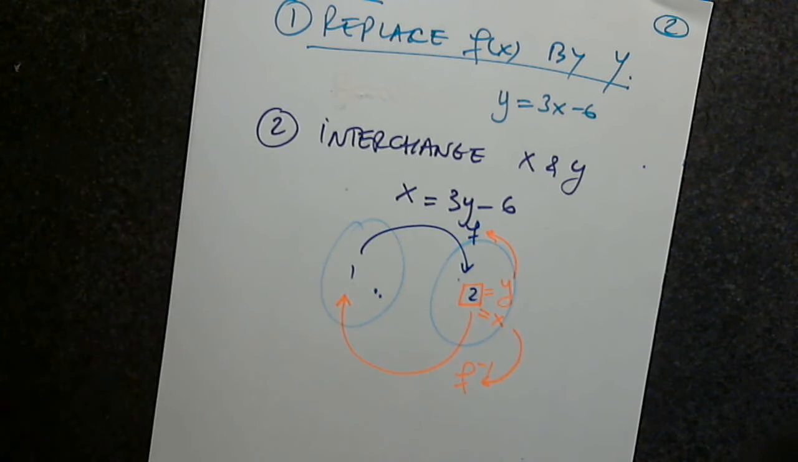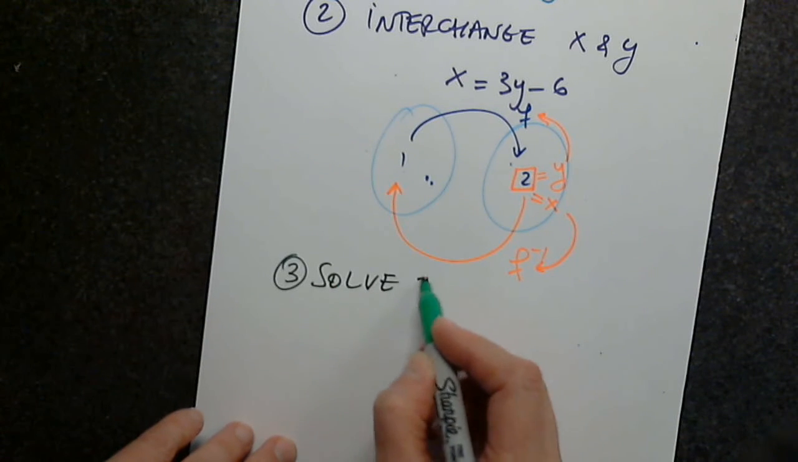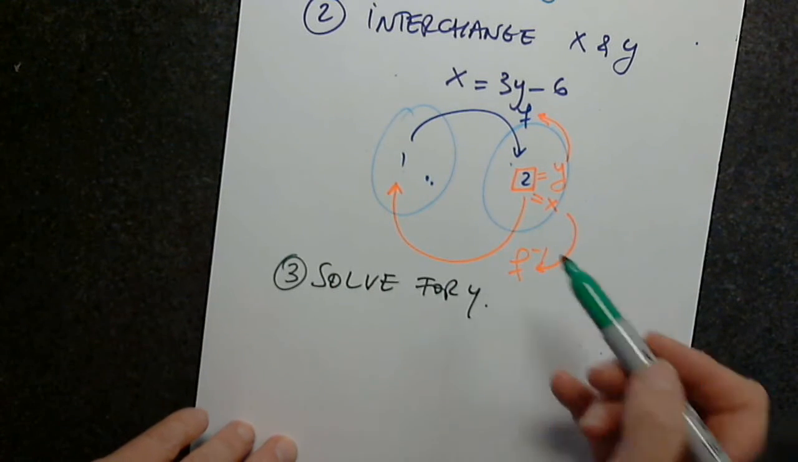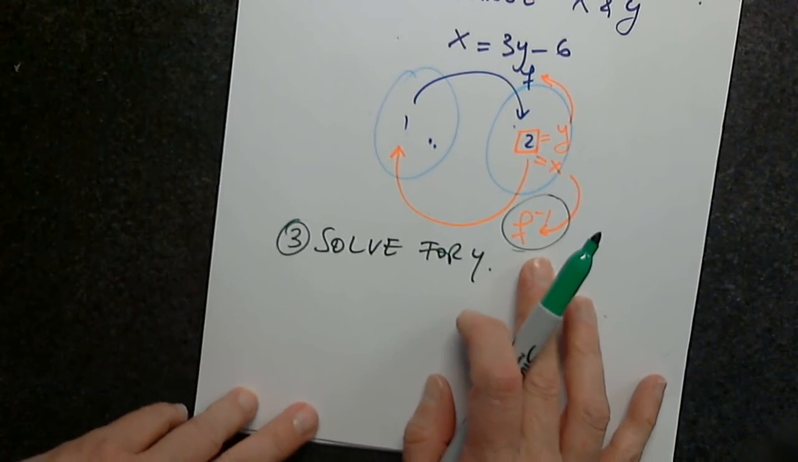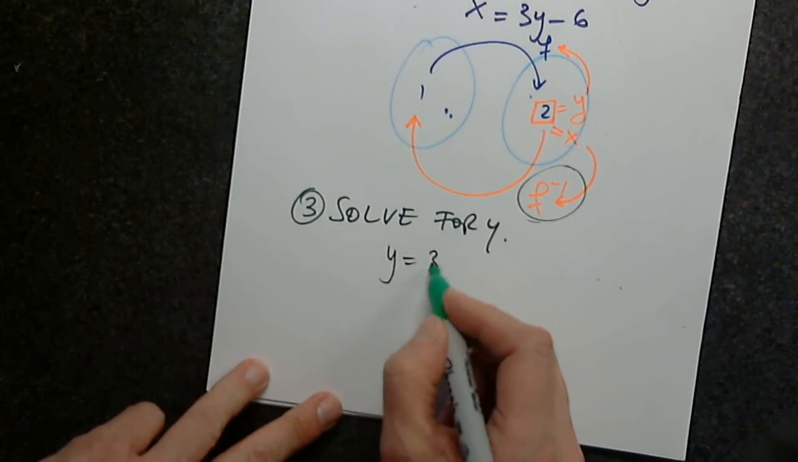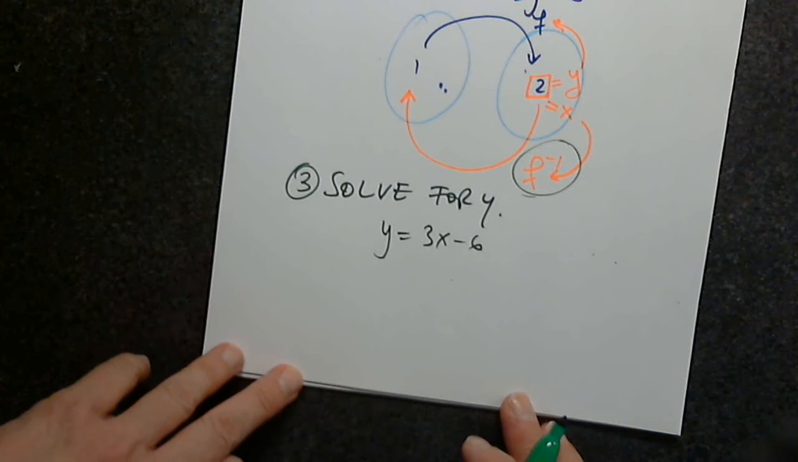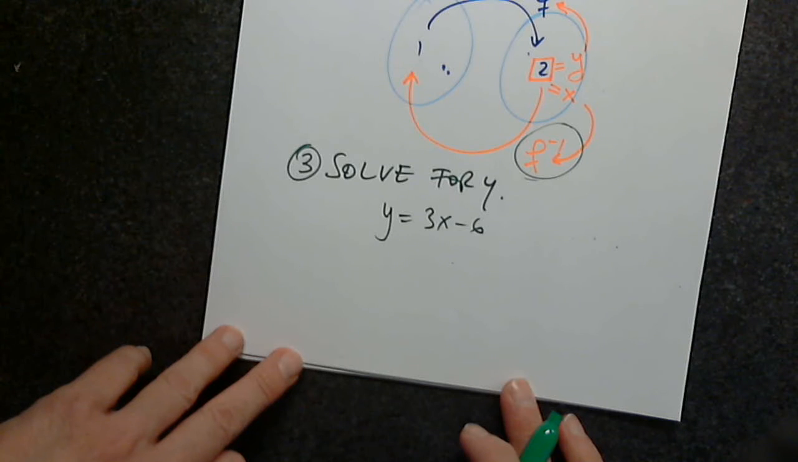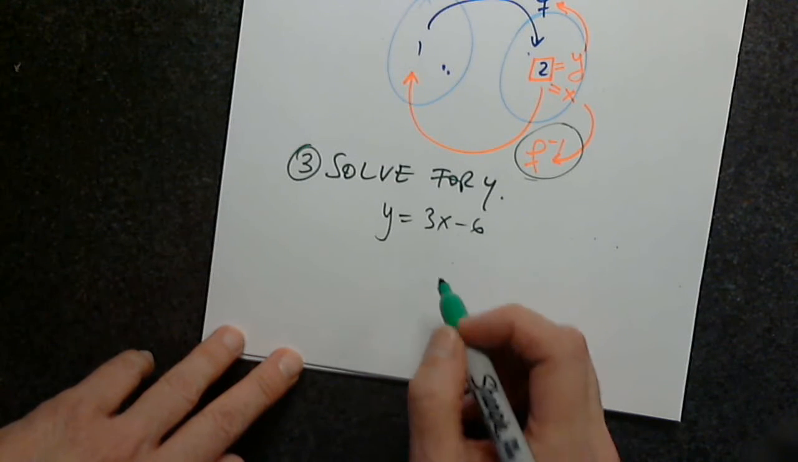So we did that, and we explained why. Number 3, we're solving for y. Why? Because this is what we're after. We want to determine the inverse function. How do I solve y equals 3x minus 6 for y? Of course, I add 6 and I divide by 3.